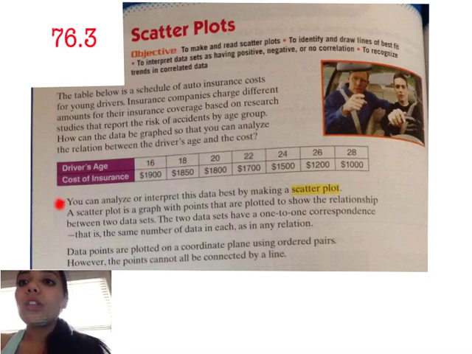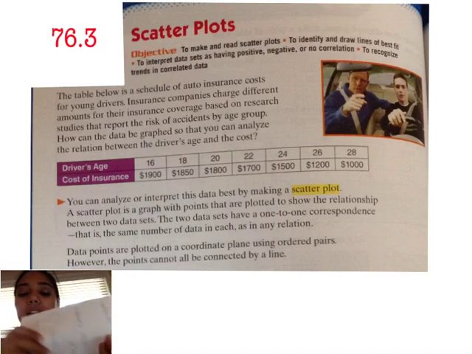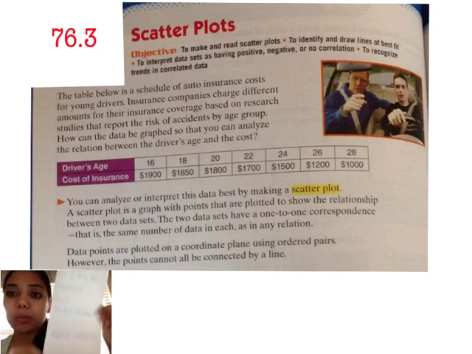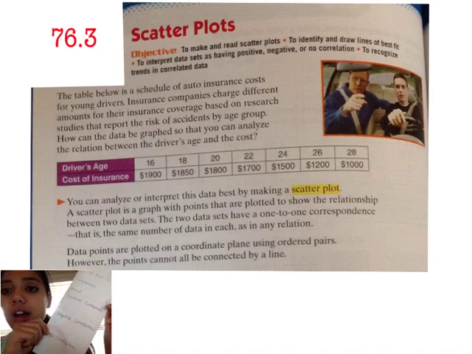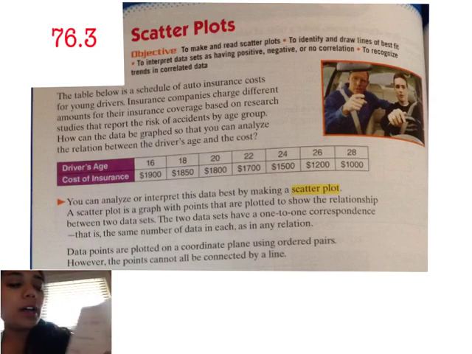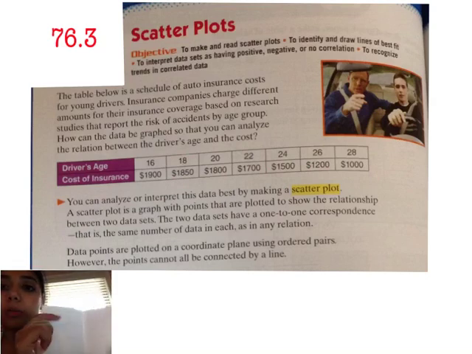So you can analyze or interpret this data best by making a scatter plot. So today, before the school day was over, I gave you a little foldable, and it's probably colorful. And on each one, I know it's backwards, but it says scatter plot. And when you open it up, you need to cut where the dotted line is, and inside I want you to write the definition of scatter plot.